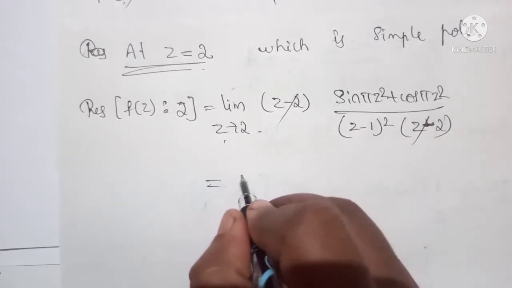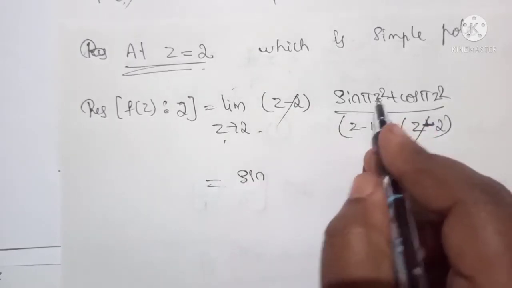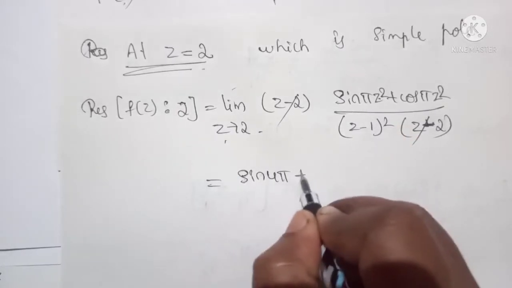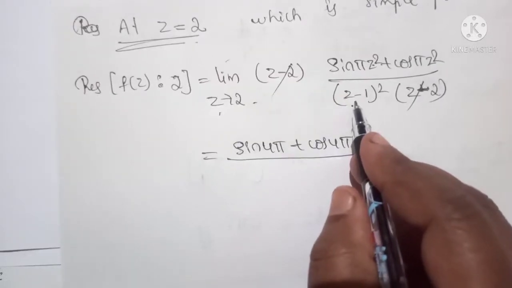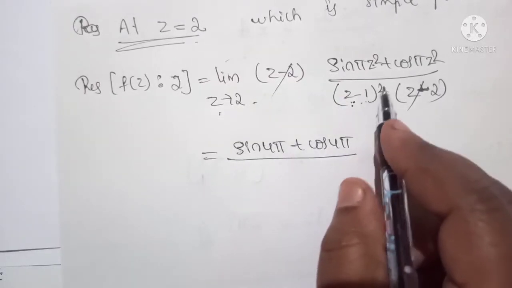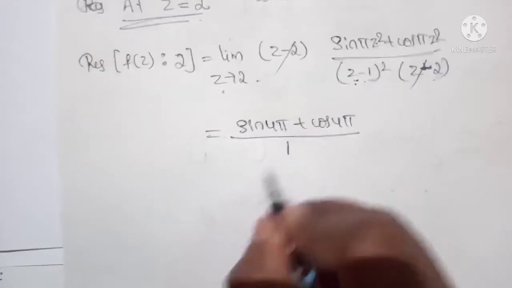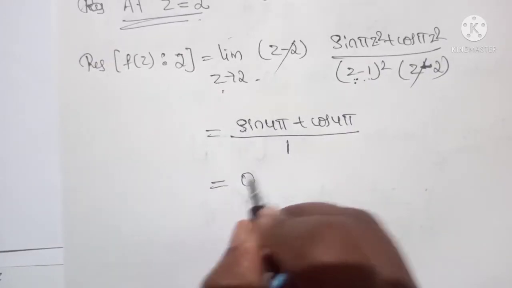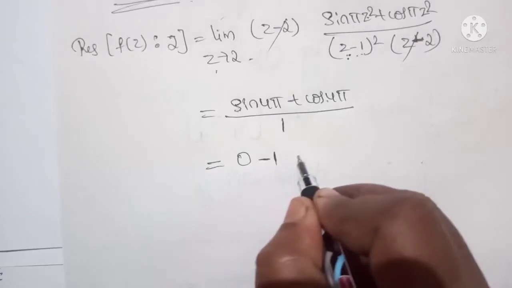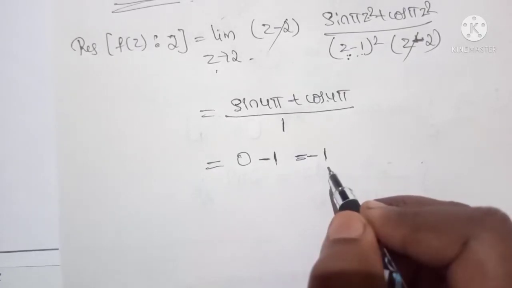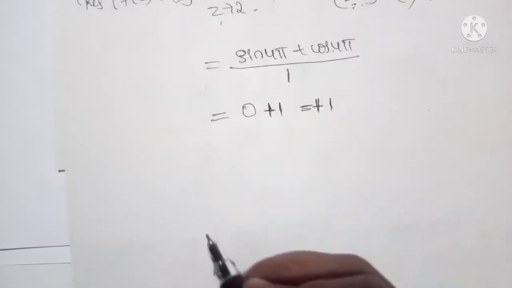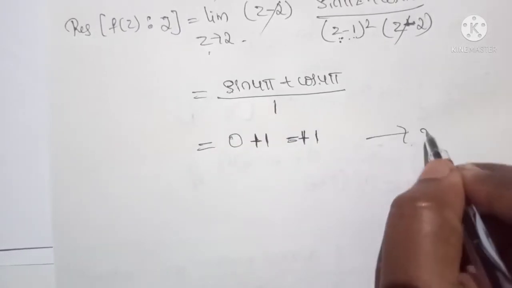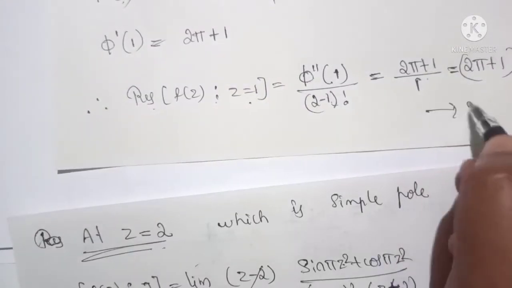Evaluating the limit, we get sin 4 pi plus cos 4 pi divided by, substituting z value, z minus 1 equals 1, so 1 square is equal to 1. Okay, sin of any multiple of pi equals 0, cos of even multiples of pi is plus 1, so it is plus 1. So consider this as equation 3 and the earlier residue as equation 2.